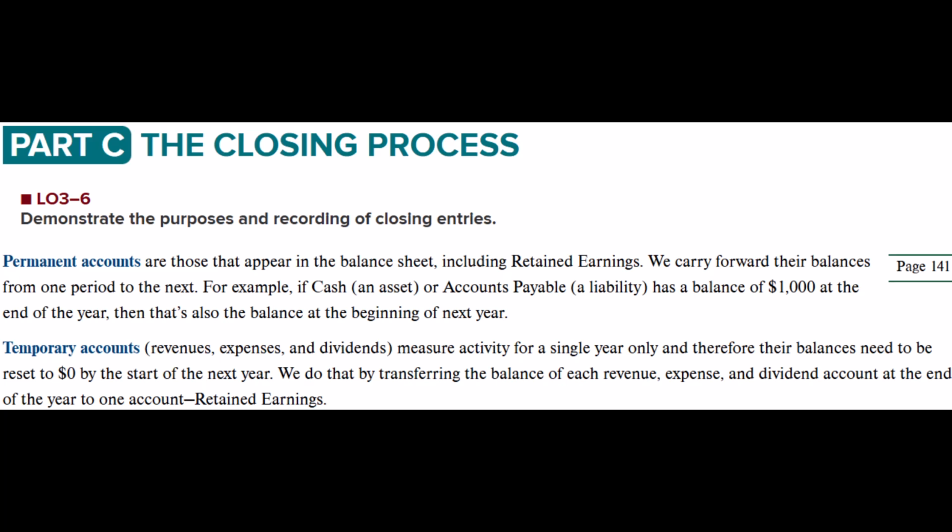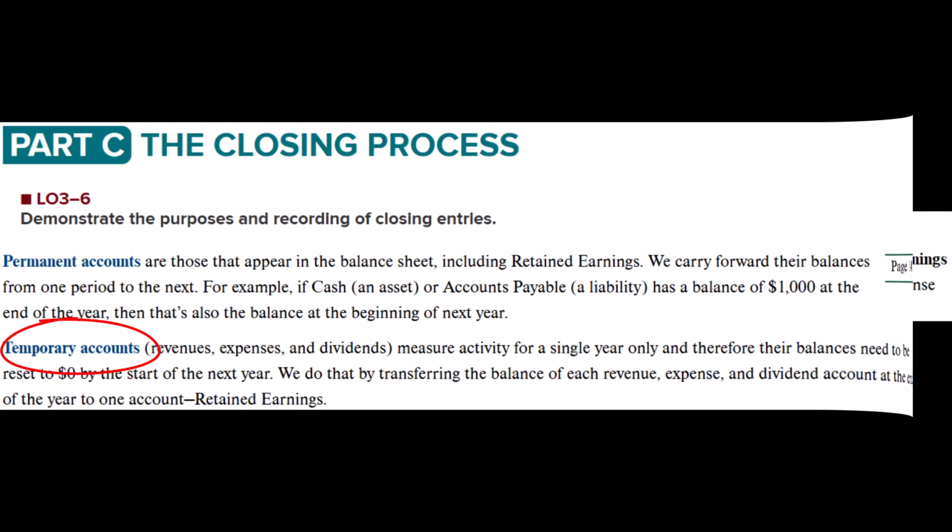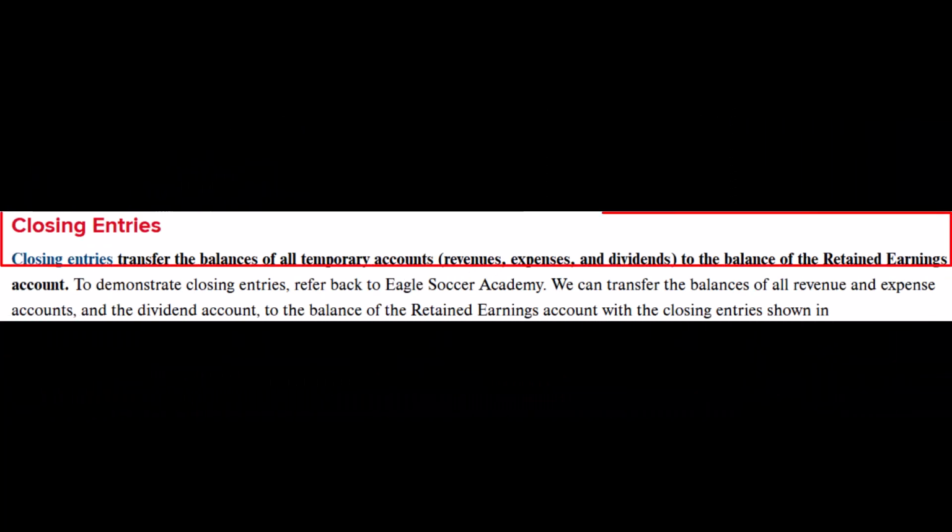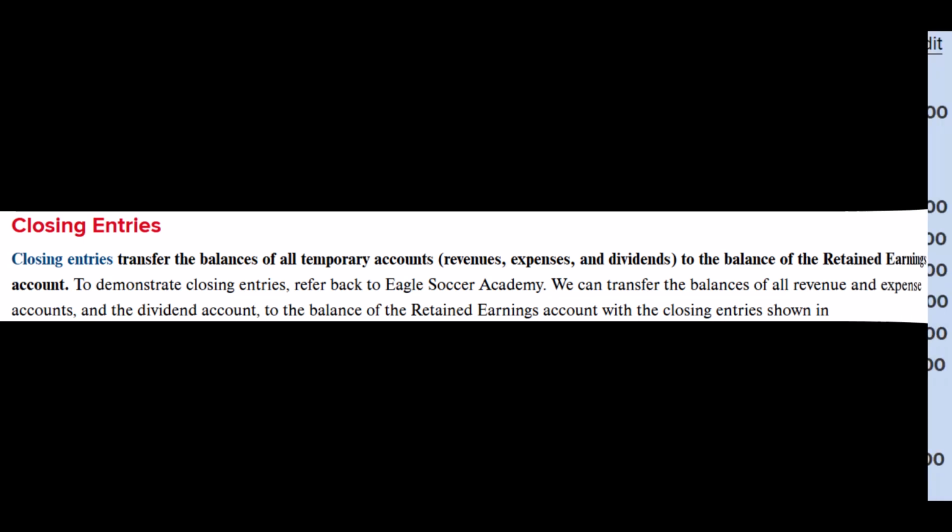We must first understand the difference between permanent and temporary accounts. Permanent accounts are those on the balance sheet. Their balances carry forward from one period to the next. Temporary accounts are revenues, expenses, and dividends. They measure activity for only a single year, and their balances must be reset to 0 at the end of the year. We reset these temporary accounts by transferring their balances to retained earnings. This is done with 3 closing entries.